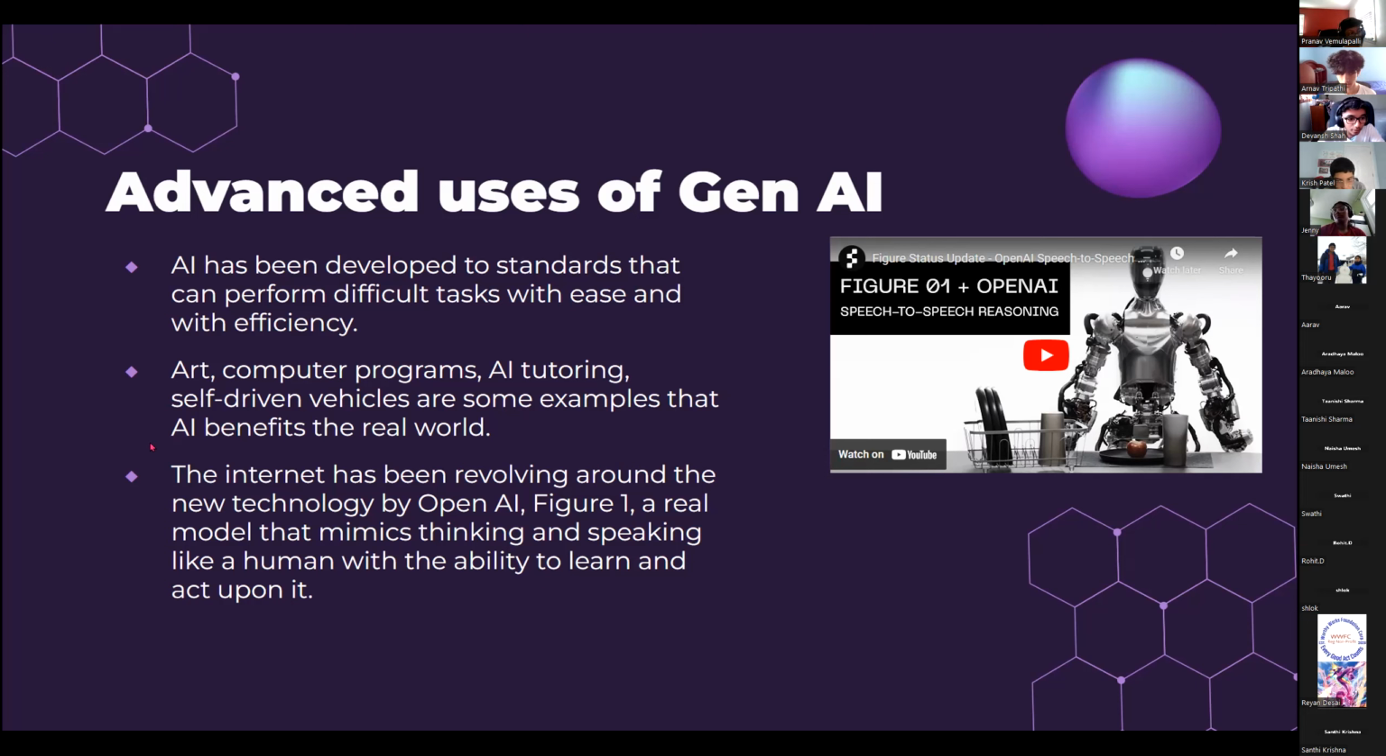So the last point is ChatGPT. It was released a year and a half ago, and it's basically breaking the world now with this new technology. And now once again, they have released this robot. It's called Figure One. It's a real model that mimics the thinking and speaking like a human with the ability to learn and act upon it.